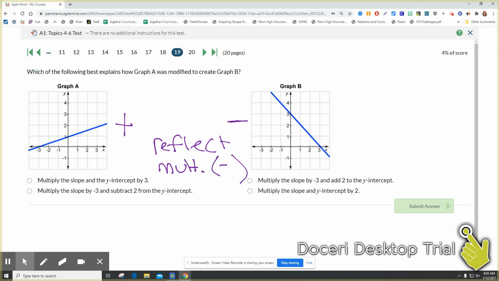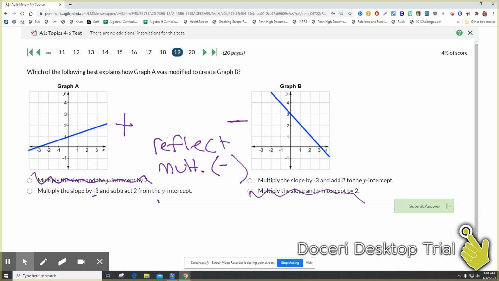Okay, so right away, the first one says multiply the slope and the y-intercept by 3. No, because we had to get a negative. This one says multiply the slope by a negative. Okay, so I'm going to keep that one. Right below it, it says multiply the slope and y-intercept by 2. Again, that's not negative. And then down here, it says multiply the slope by -3 and subtract 2 from the y-intercept. So again, we got the negative.